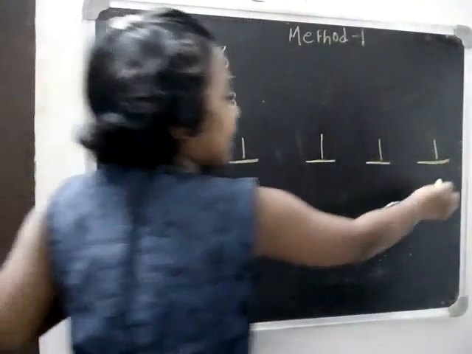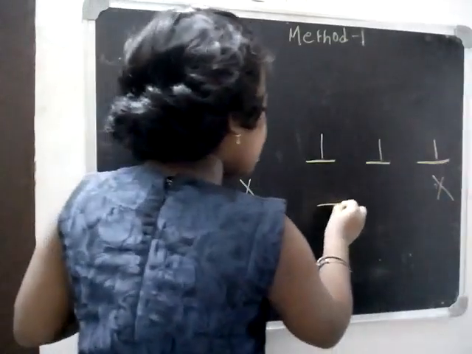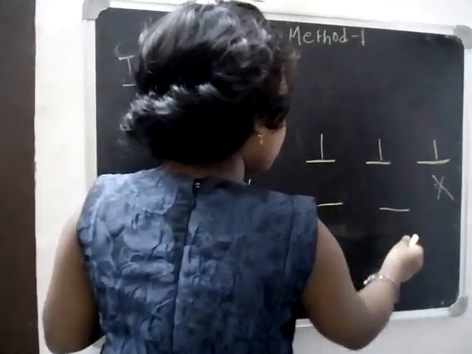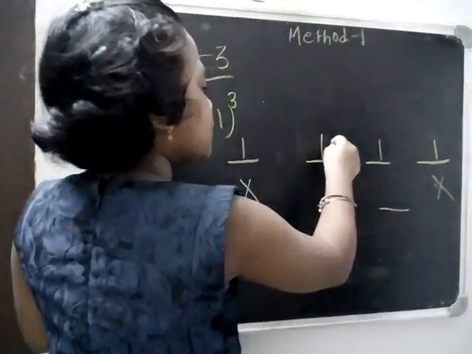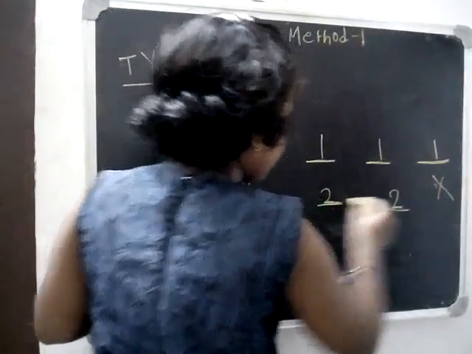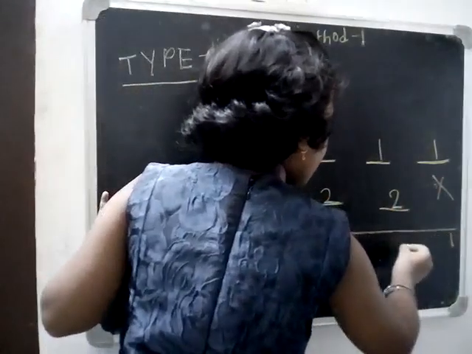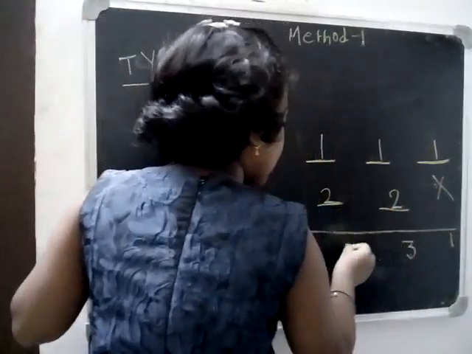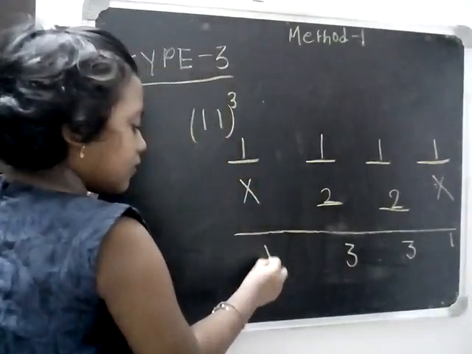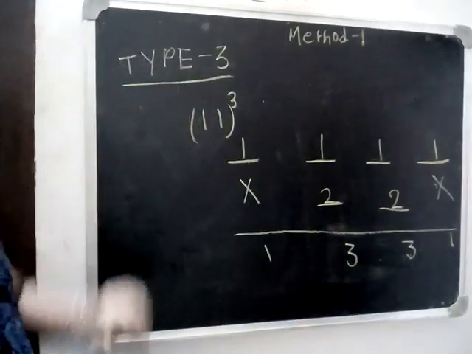Here in the first and ending digit we do not have to do anything. In the middle, it will be 1 double is 2, again 1 double is 2. Now let's add it. 1, 3, 3, 1. This is the answer of 11 cube.